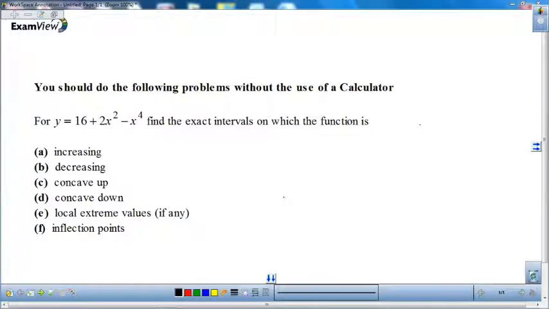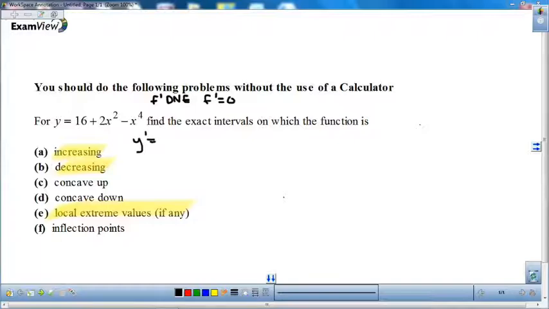The first thing we're going to do is find where the function is increasing, decreasing, and its local extreme values. To find whether it's increasing or decreasing, I'm going to find the first derivative, set it equal to 0, and solve for x. Those will be my critical points. A critical point also occurs when the derivative does not exist. So it's when the derivative does not exist or the derivative is equal to 0.